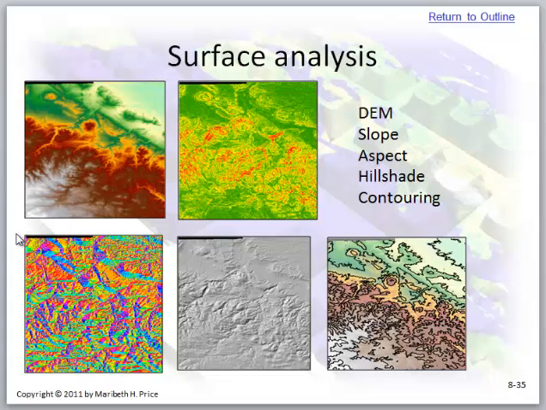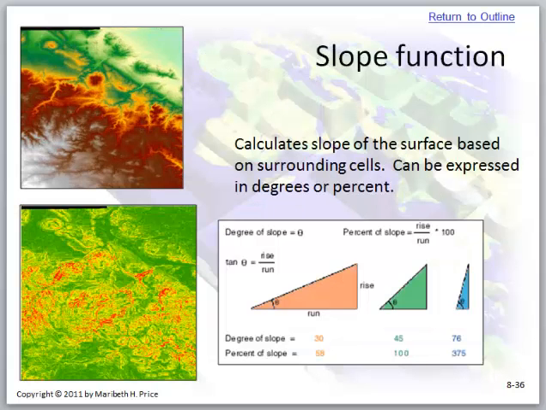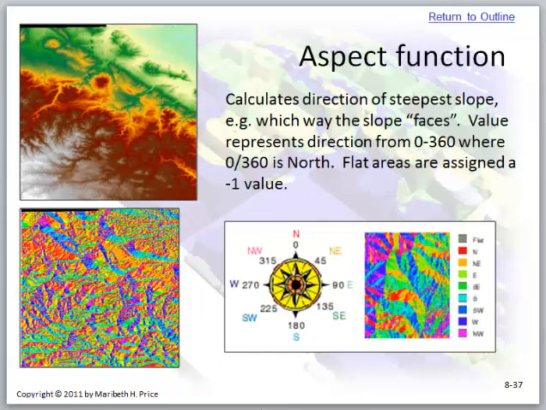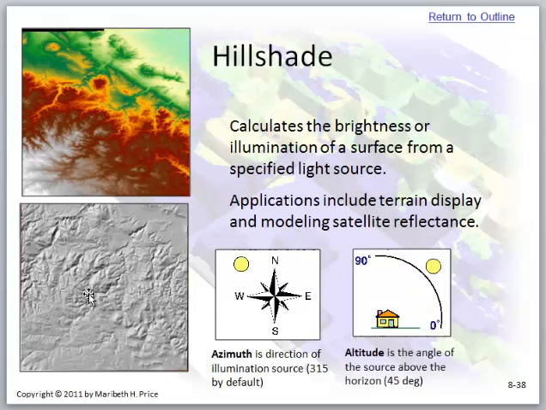In this case, we're going to be talking about surface analysis. Here we have a DEM, some slope, an aspect, hillshade, and contours. This is a slope function where it could end up being expressed in degrees or percent. Here's an aspect function, and the value represents a direction from 0 to 360, where 0 out of that 360 is north. Flat areas are assigned a -1 value, and in this case they are gray. In this case, we're creating a hillshade based on the azimuth and the altitude.